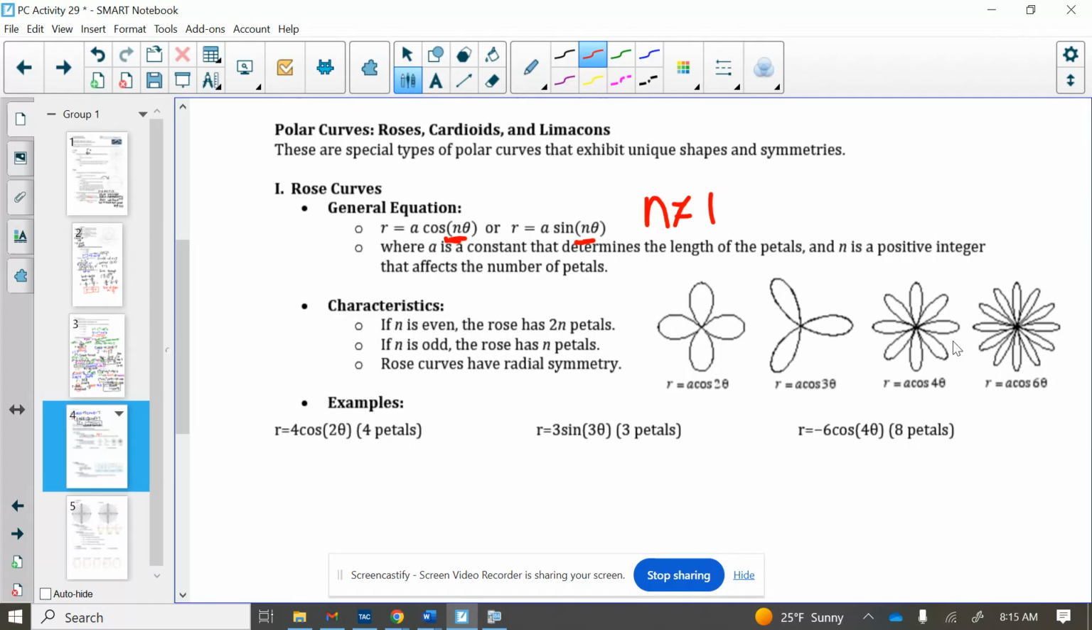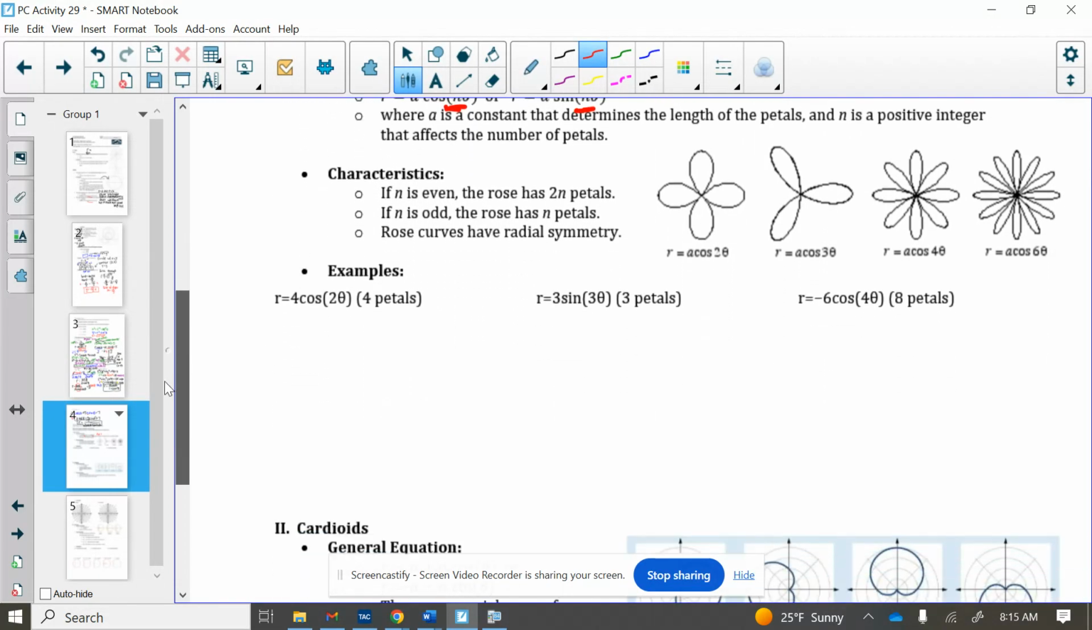The value out front, the a value, determines the length of your petal. N, if it is also a positive integer, is going to affect the number of petals you have. If there's an even number, it's double that number of petals. If it's an odd number, it just is that number of petals. And again, we see some of those examples to the right.